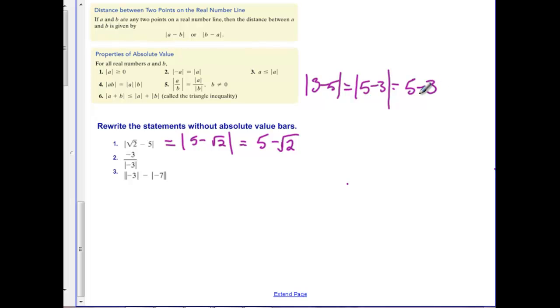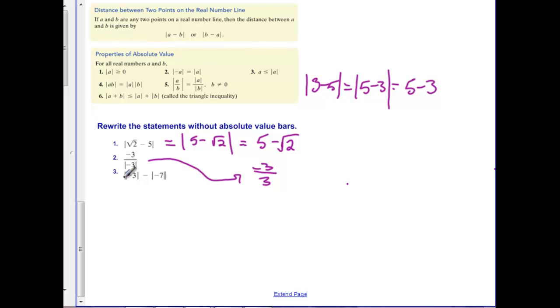For number 2, so negative 3 over absolute value of negative 3 is going to be what? Yeah, negative 3 over 3. All right, and then this one's double absolute value bars. I don't know if you guys caught that or not. So just like we did with our grouping symbols, like with our parentheses and our brackets, you start on the most inside as you possibly can.